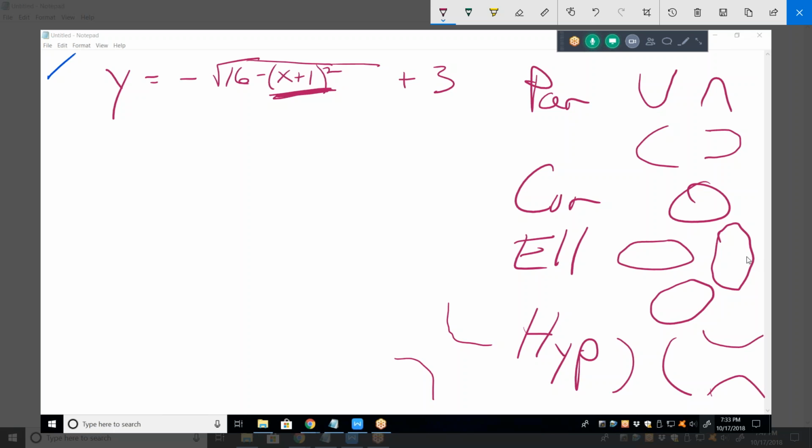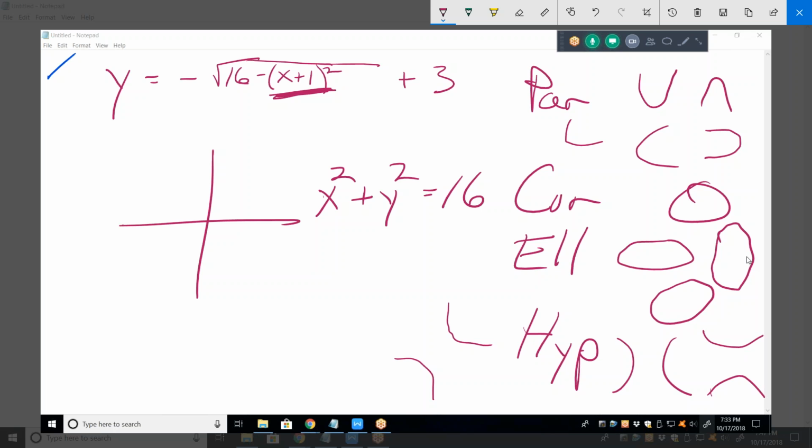Those are your conic sections. And parabolas can also be tilted where they look like that. So, each of these has a standard equation. For example, a circle might look like this: x squared plus y squared equals 16. That is a circle at the origin with radius 4.